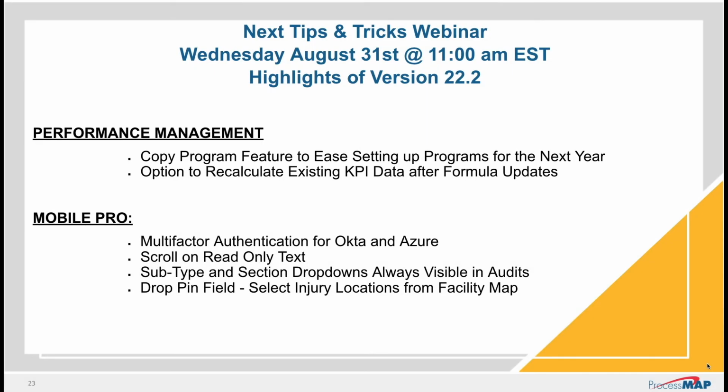In performance management, you'll be able to copy program features to ease setting up programs for the next year. We've added an option to recalculate existing KPI data after you've done a formula update. In Mobile Pro, we're adding multi-factor authentication for Okta and Azure. You'll be able to scroll on read-only text. Subtype and section dropdowns will always be visible in audits. And we've added the drop pin field to select injury locations from a facility map.